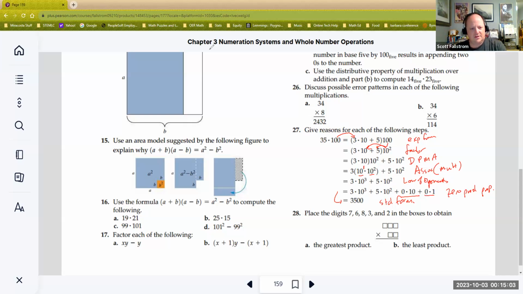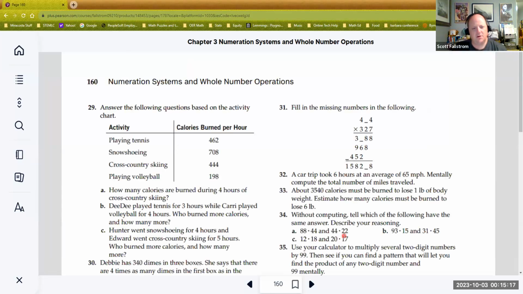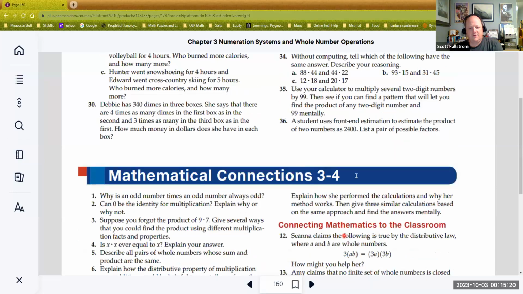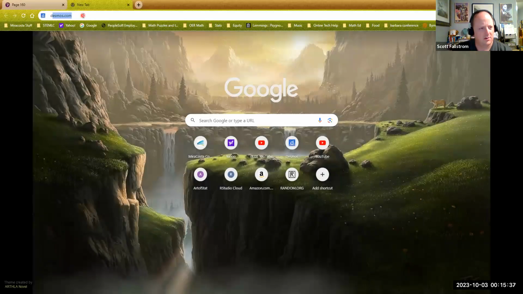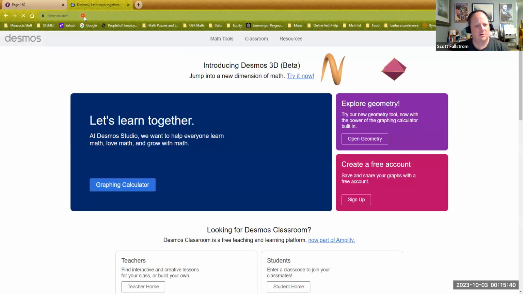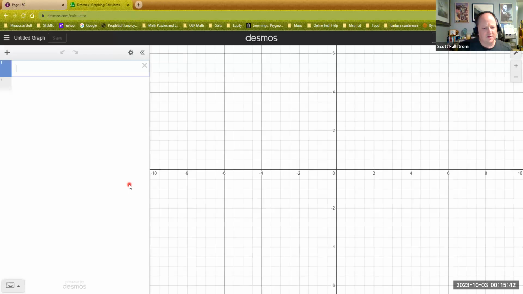All right, let's see here. This question was 35. Let me turn the page. 35. Use your calculator to multiply several two-digit numbers by 99. See if you can find a pattern that lets you find the product of any two-digit number and 99 mentally. All right. I better try something with Desmos then. So it says pick a two-digit number multiplied by 99. Okay, Desmos. Let's jump in here. You could use another calculator if you wanted to.